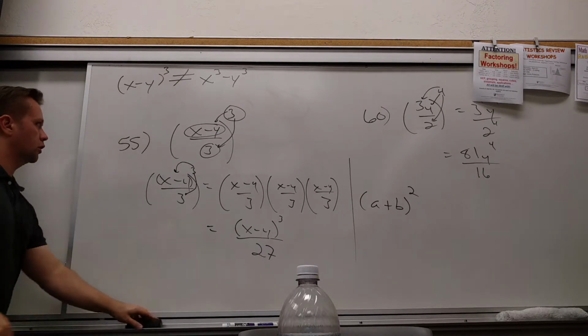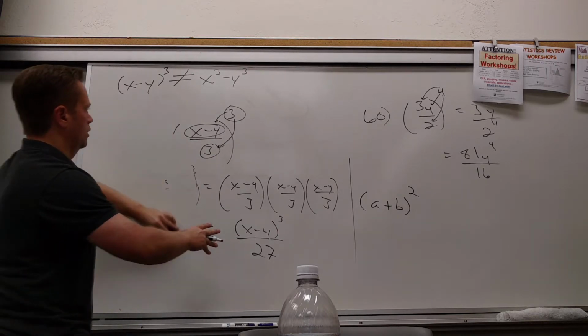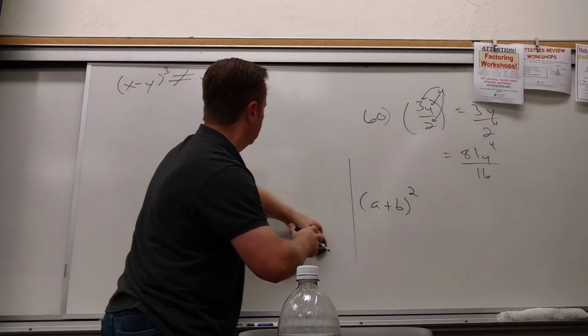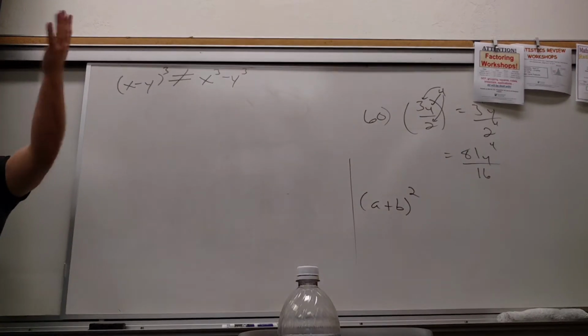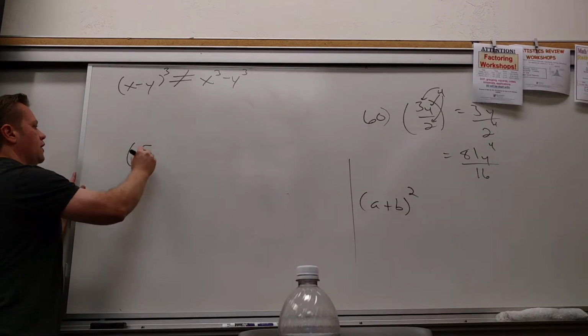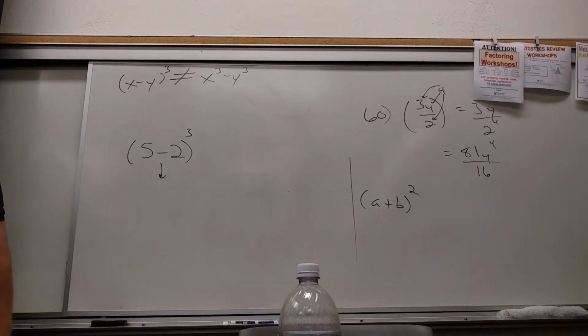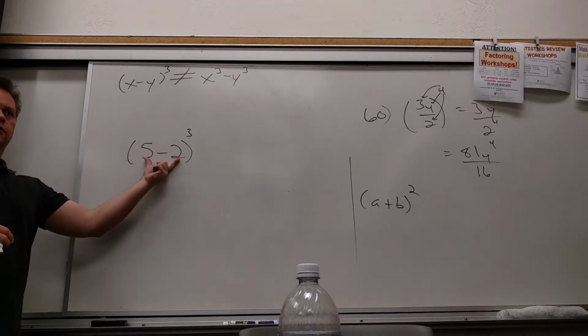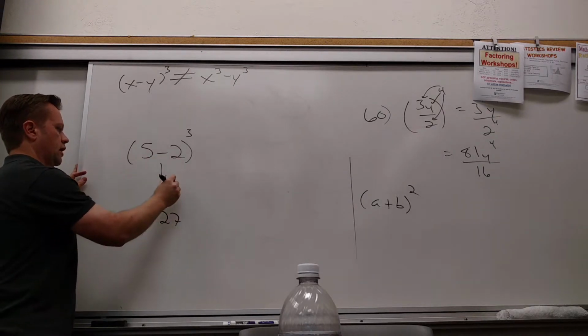So how should it work? Can I take this away? Yes, sir. Let's investigate this real quick. Give me values for x and y. 5 and 2, like I said. Okay, I like it. So 5 minus 2 cubed. What should that be if I do this the correct way? 5 minus 2 is 3, 3 cubed is 27. That's what it should be.